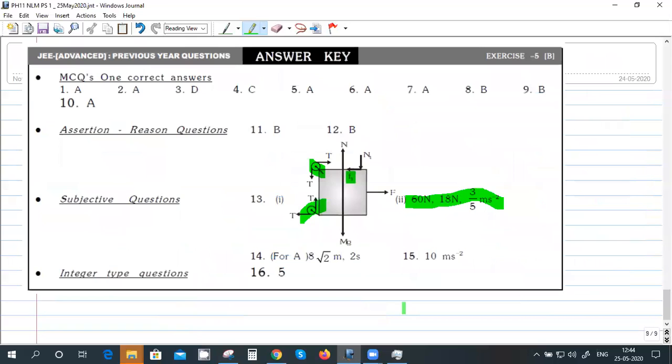Okay, right. Let me finish with one basic concept. See, if there is a string here, and I'm pulling with a force F, what is the tension in the string? Bhavya? Yes, sir. This is a string, and one end I'm pulling with force F. So what is the tension in the string?